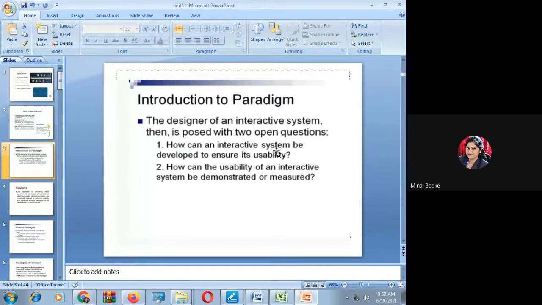Yes. So what kind of application have you developed? So you need to ensure that. Okay. And the second is what? How can the usability of an interactive system be demonstrated or measured?